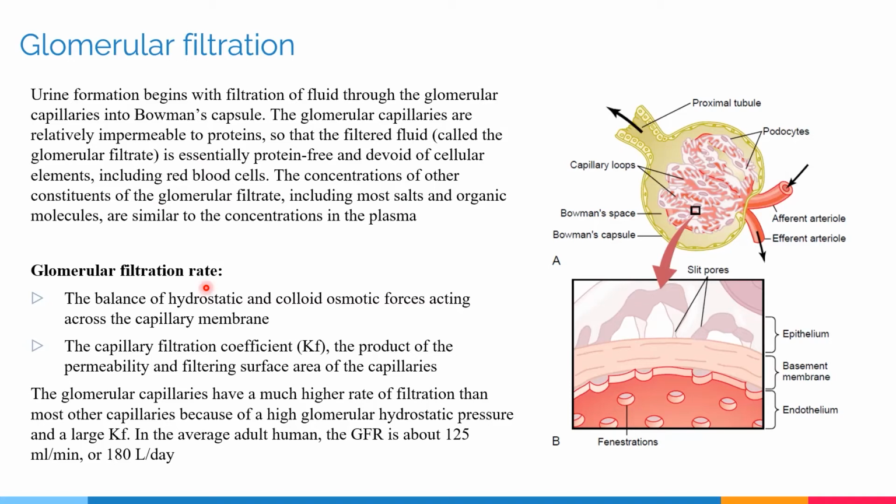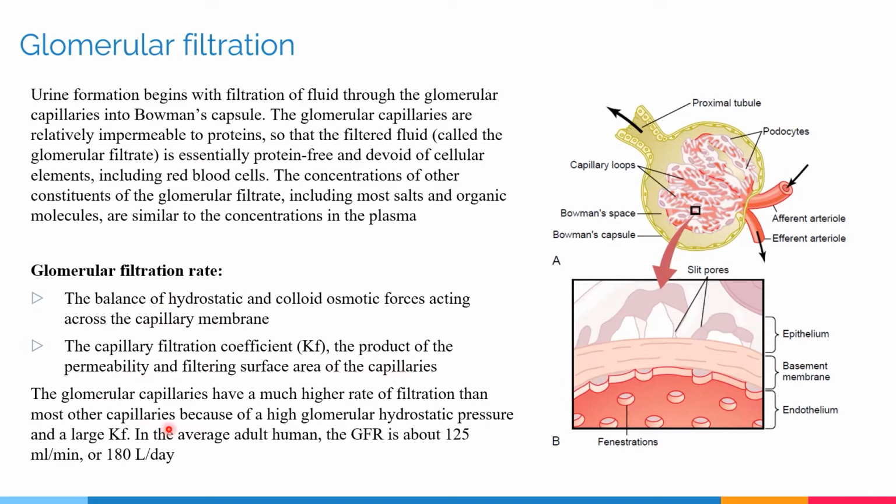The glomerular filtration rate is mainly determined by the balance of hydrostatic and colloid osmotic forces acting across the capillary membrane and the capillary filtration coefficient Kf, which is the product of the permeability and filtering surface of the capillaries. So Kf is essentially a constant that cannot be manipulated. It means it is absolutely dependent on the structure of the capillaries and the glomerulus.